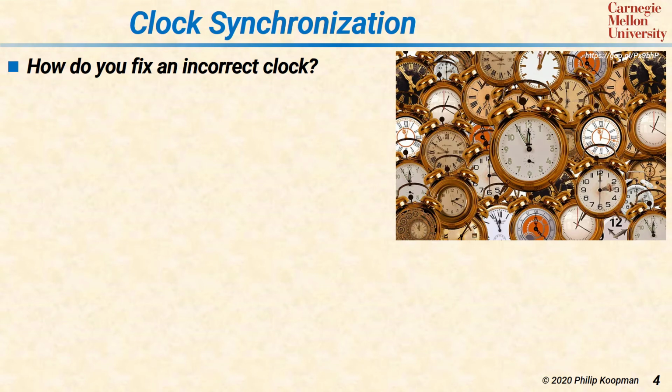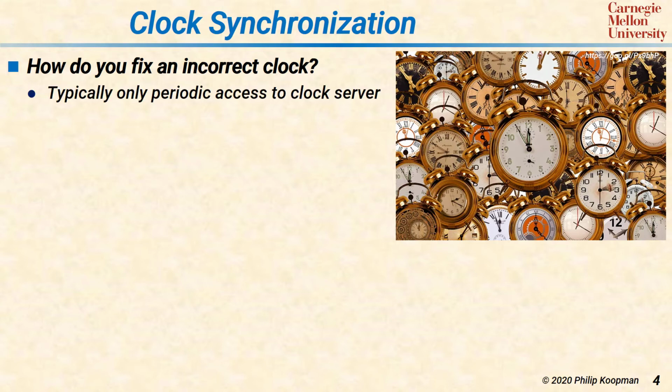Regardless of whether you care more about precision or accuracy, you need to do some sort of clock synchronization, and this is a notoriously difficult problem to get exactly right. The question is, if you have a local clock that's incorrect, either because it is inaccurate or it has drifted too far away from the other clocks in the system, you need to fix it. Typically, you can only do this periodically because fixing a clock usually requires some sort of network message, and you cannot saturate the network with timekeeping requests.